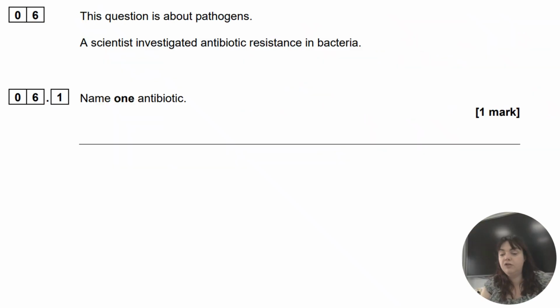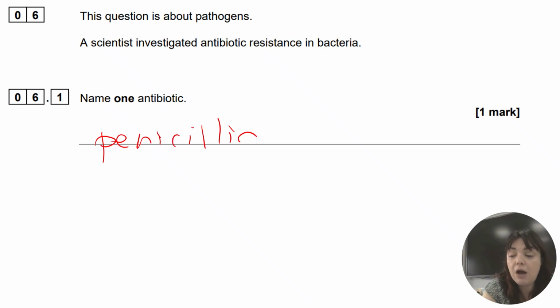So, number 6, moving on to infection response now. This question is about pathogens. A scientist investigated antibiotic resistance in bacteria. Name one antibiotic. Now, there are hundreds of antibiotics. Obviously, the most common one is penicillin. Okay. However, I would accept anything like amoxicillin, streptomycin, chloramphenicol. All right. Essentially, anything that you have been taught.